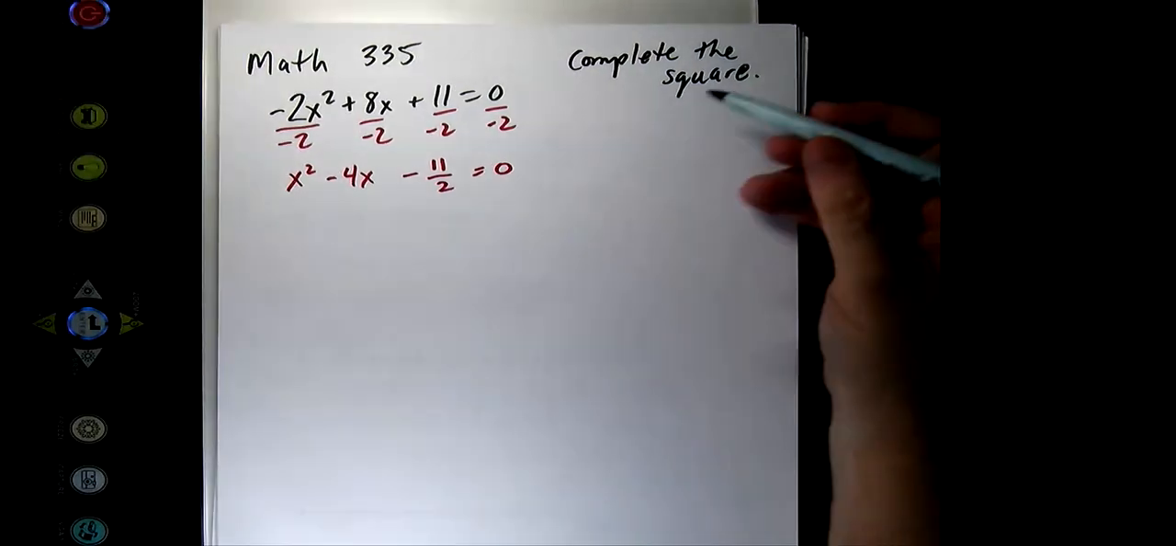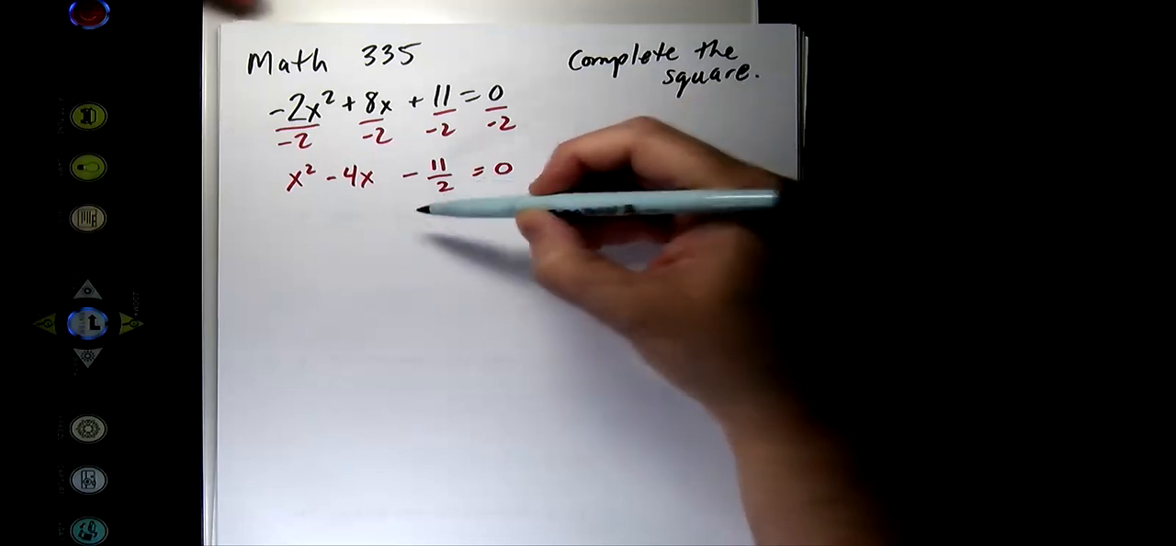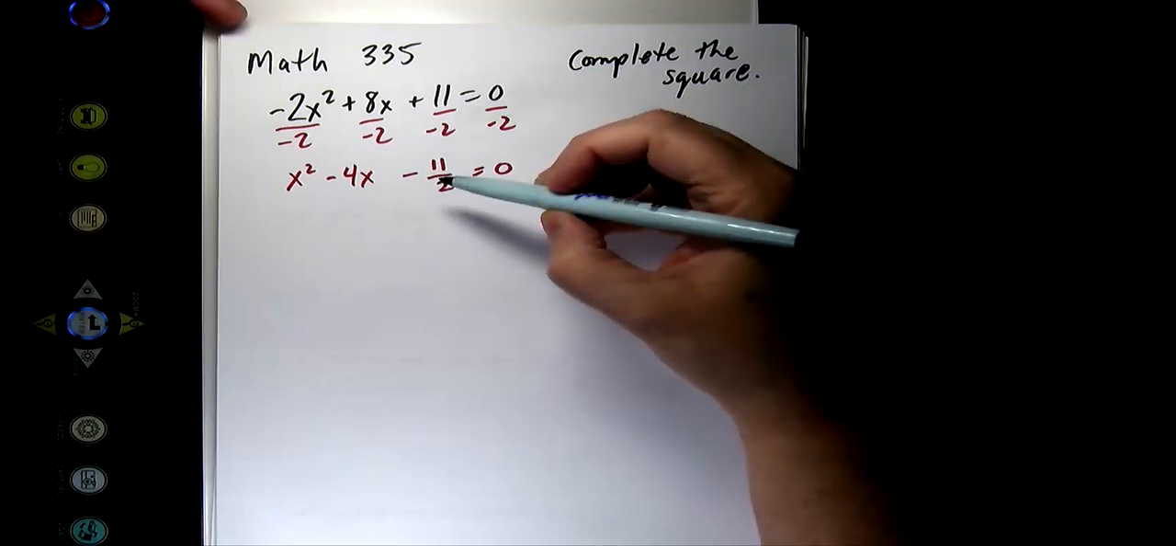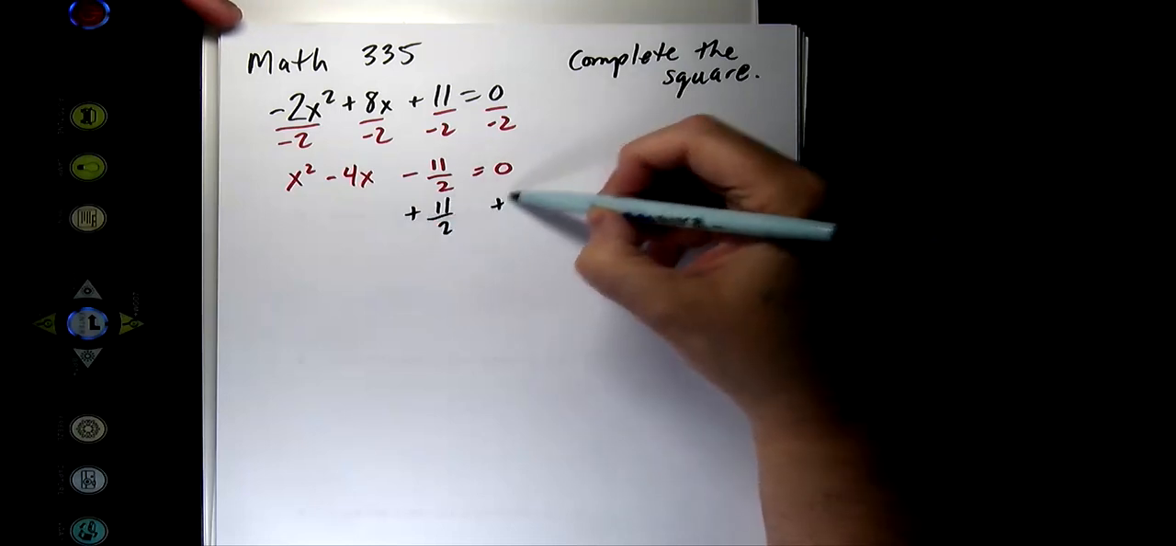Then to complete the square, we add 11 halves to both sides.